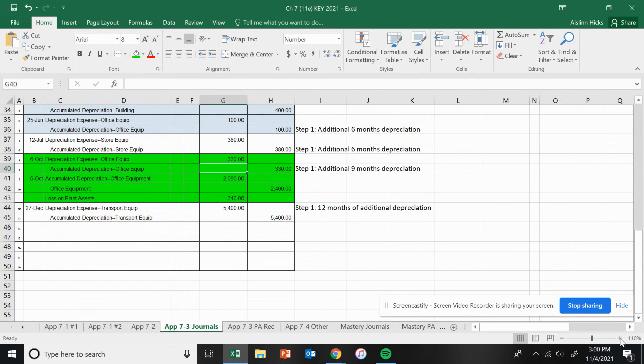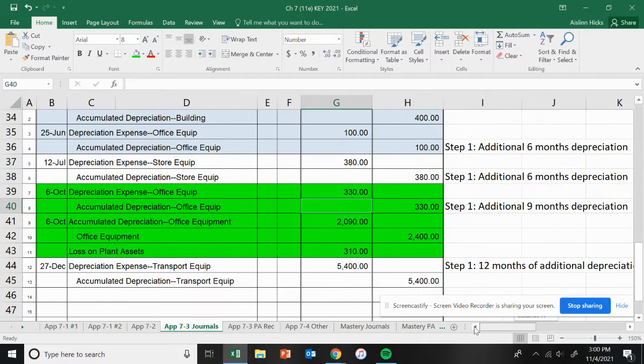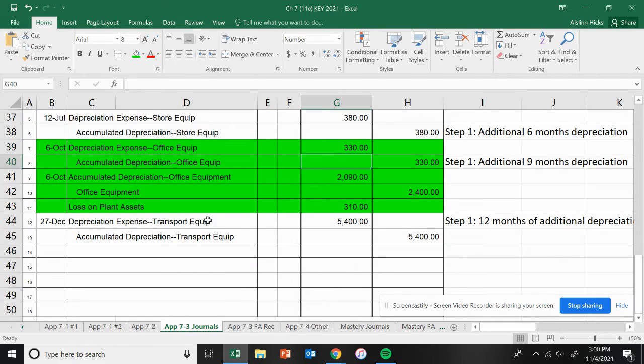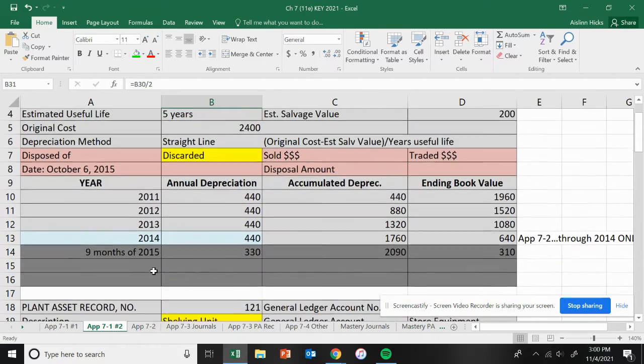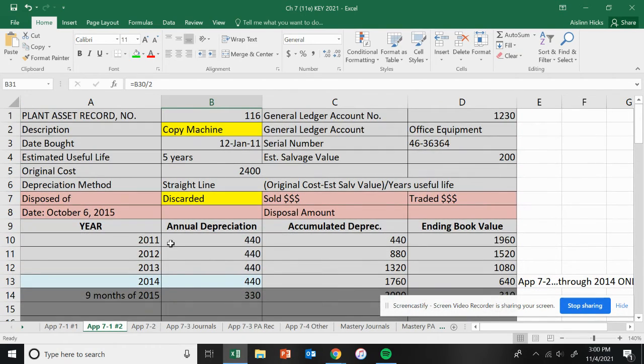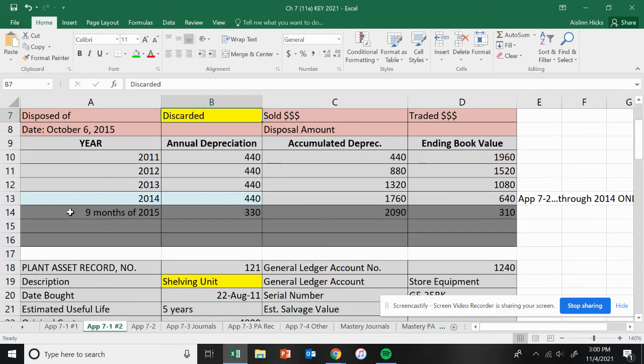Okay, so this is the transaction we're looking at. The copy machine is beyond repair, so we're not going to get any cash for it. So let's go ahead and start by looking at the copy machine. It's the very first plant asset. We used it until October 6th, put that in there. We discarded it, so highlight that.